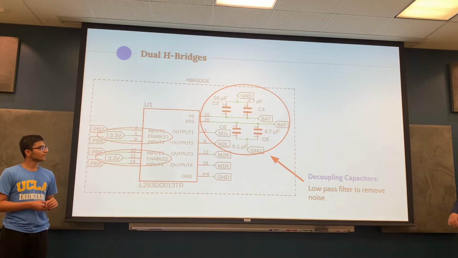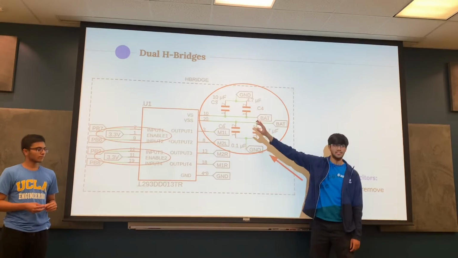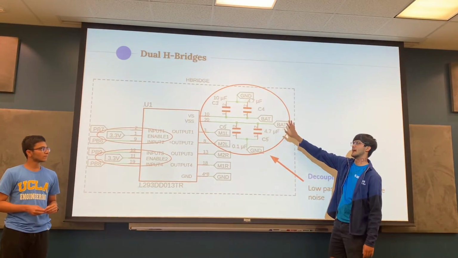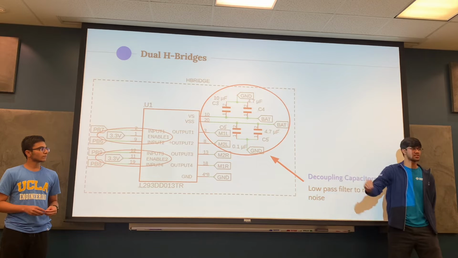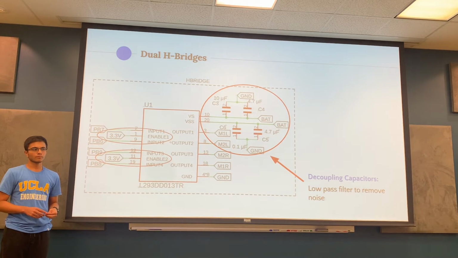And if you're wondering, VS is the main power supply to the IC. VSS is, I'm pretty sure, the power supply to control the logic gates within the IC, which you don't have to worry about. We still have to supply power to them.